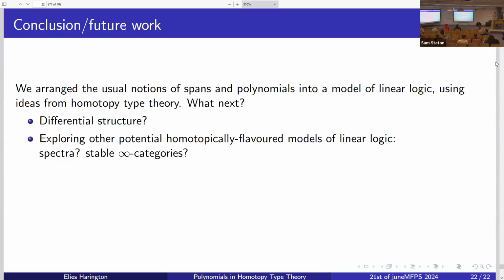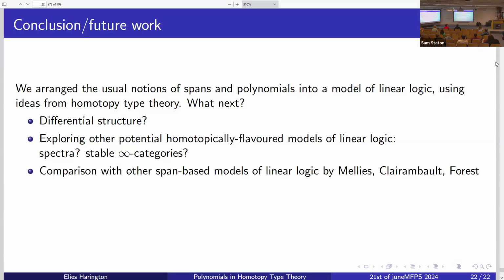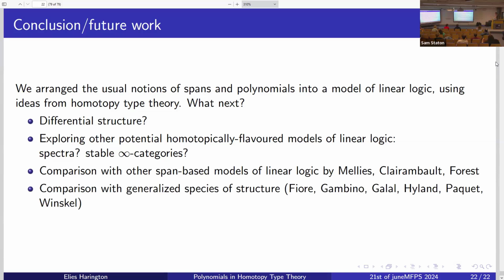So we could investigate potential models of linear logic inspired by other infinity categorical phenomena. There are those notions from homotopy theory, which represent kind of linear notions in the infinity categorical setting. And finally, we could compare with some other stuff in the literature. There are other models of linear logic based on spans, and also models based on general species of structure, which basically have the same story as spans and polynomials, but with profunctors replacing spans.